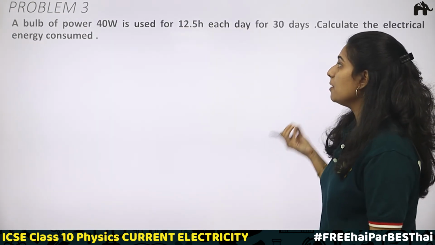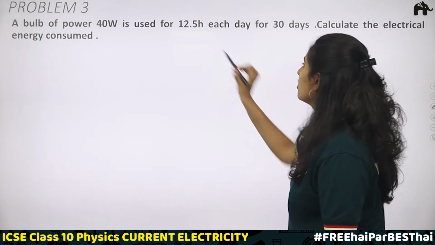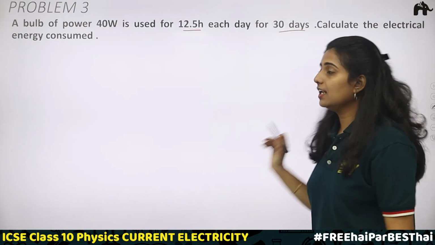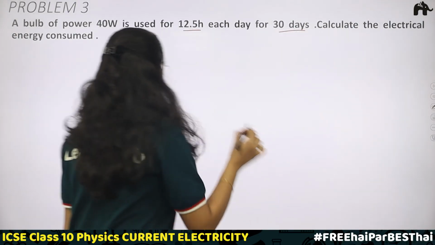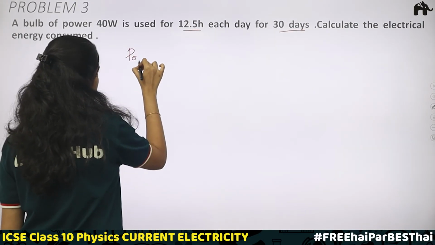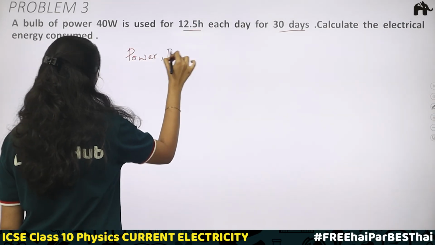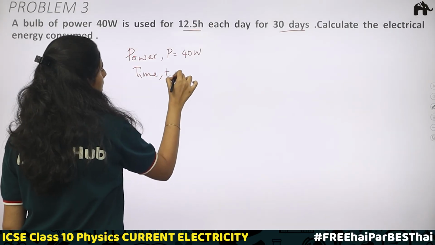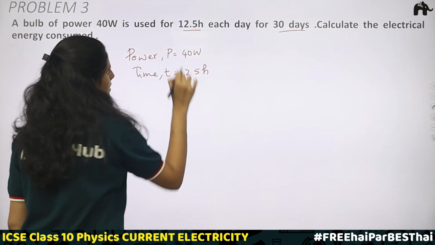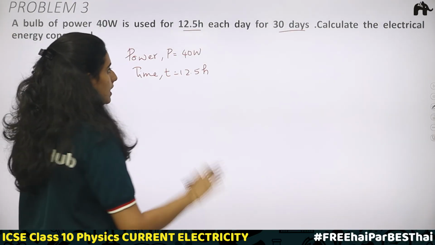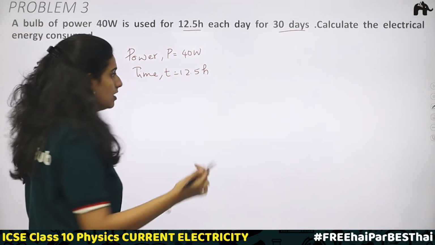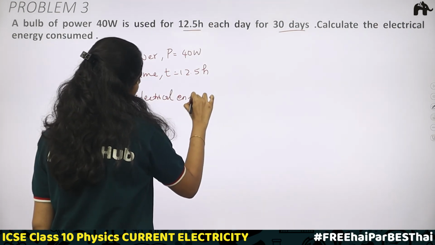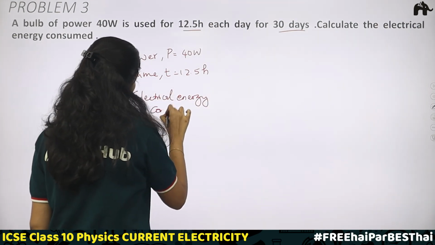Third problem, a bulb of power 40 watt is used for 12.5 hours each day for 30 days. Calculate the electrical energy consumed. So here we have the power given. Power is in watts. P is equal to 40 watts. Then time is given. T is 12.5 hours. Okay, it is consumed for 30 days. We have to calculate the electrical energy consumed. First, we'll find the electrical energy consumed for 1 day.